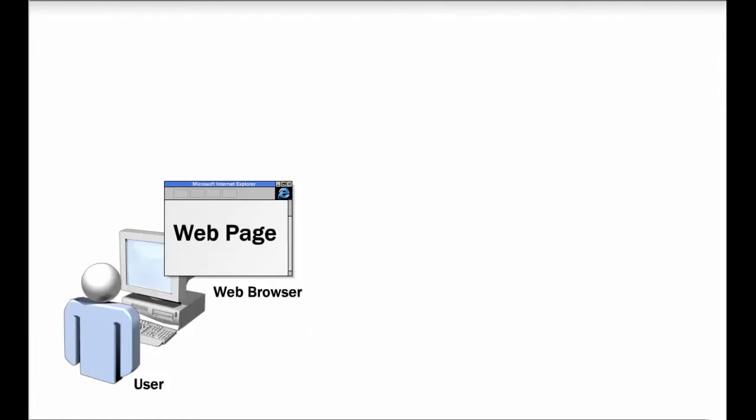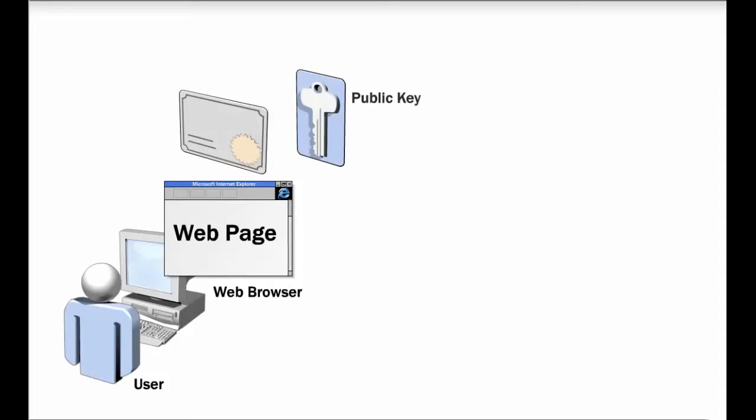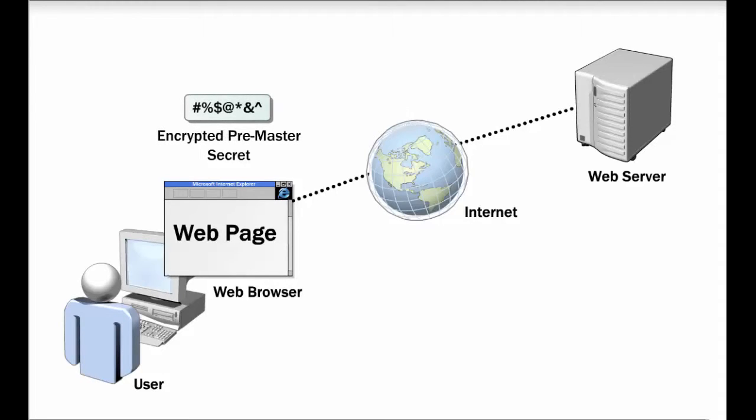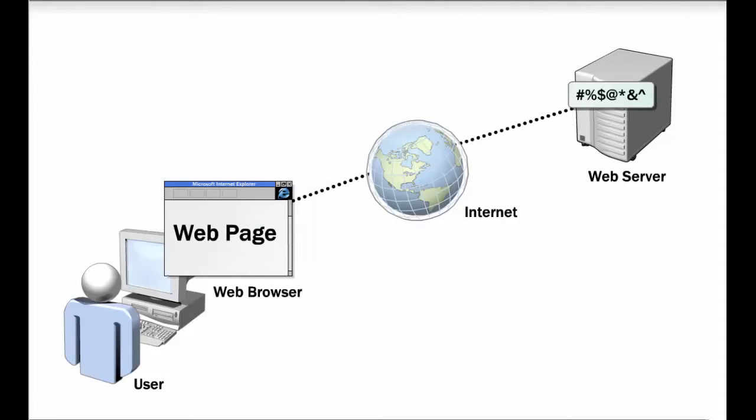If there are no problems with the certificate, the web browser extracts the web server's public key from the certificate. The web browser can use this public key to send data to the web server. The process of sending encrypted data from the web client to the web server begins when the web browser creates a pre-master secret, which is a randomly created string of bits. The length of this string is based on a negotiation between the web client and the web server. The web browser encrypts the pre-master secret with the web server's public key and sends it to the web server.